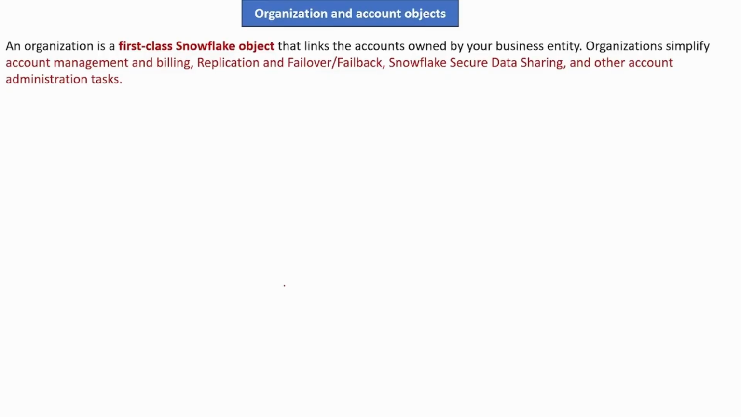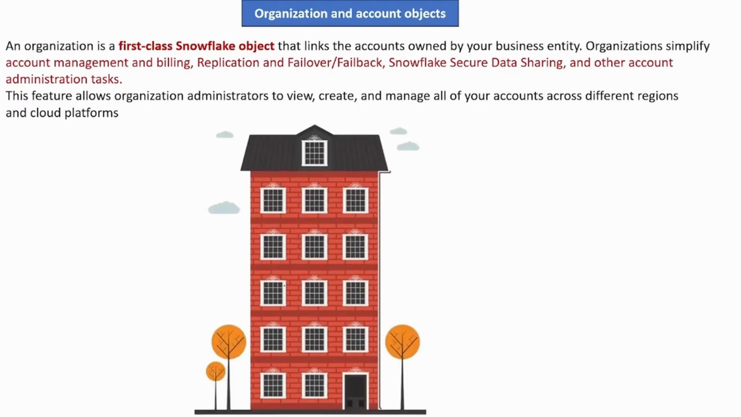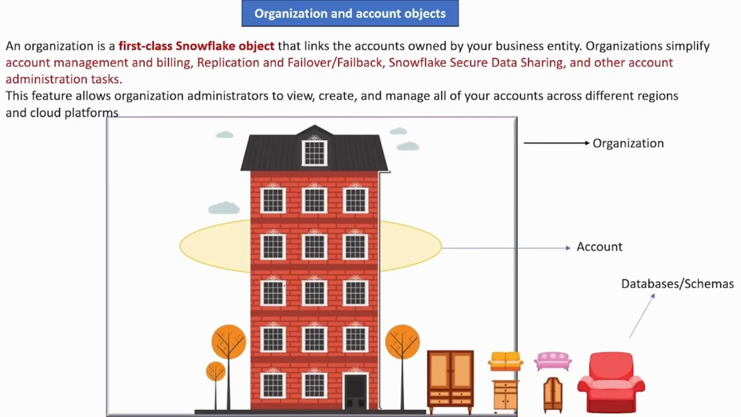Usually we don't have access to that level. This feature allows the organization administrator to view, create, and manage all your accounts across different regions and cloud platforms. Think of it like an apartment building. The organization is the building, the account is the specific apartment, and the database and warehouse are the furniture inside. Now, as you understood the organization, you know that it's a first class Snowflake object, and it simplifies all these billings and replications and everything.